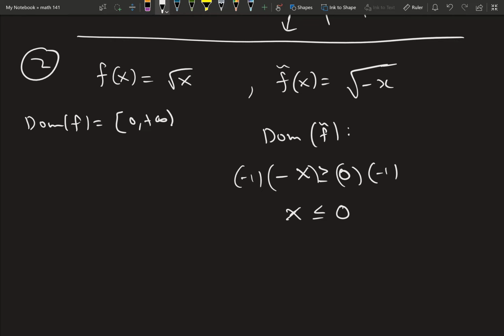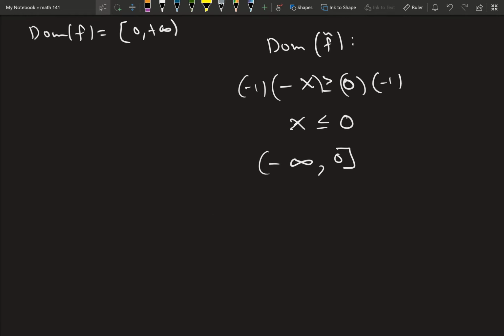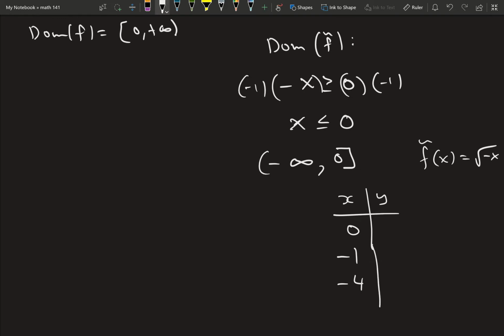Because when you multiply by negative 1, the inequality switches. So it actually turns out if x itself is negative, or 0, then this is actually well defined, right? If x was negative 1, then you have the square root of positive 1, which is okay. So first off, there is a domain here. The question is now, what does this graph look like? Let's just plot in some points, where again f tilde is equal to the square root of negative x. So we have to start off with the negative values, 0, -1, -4, and so on.